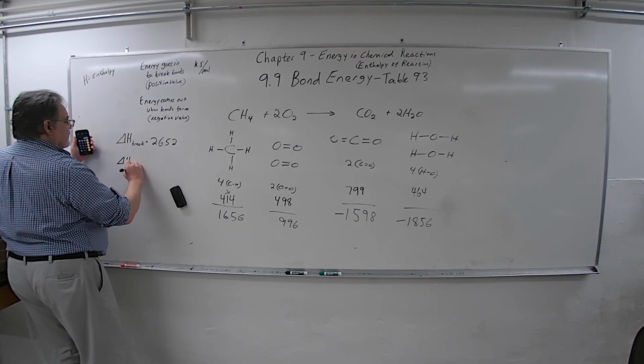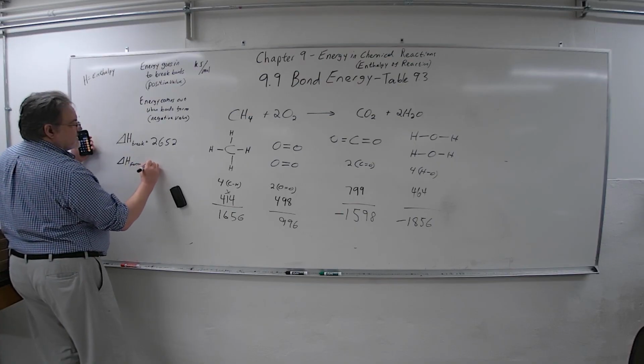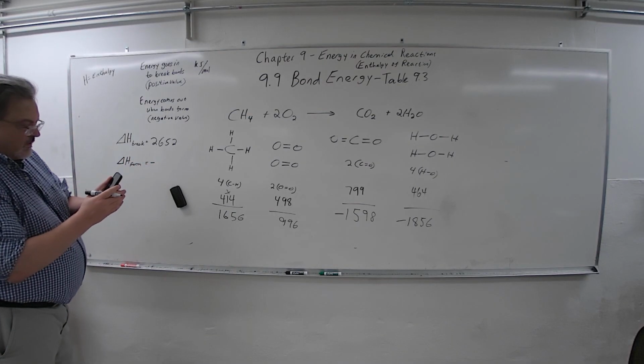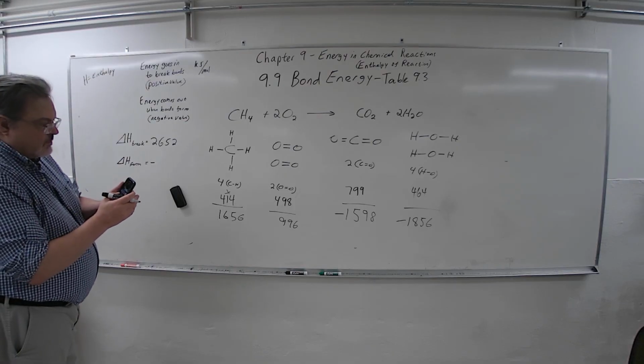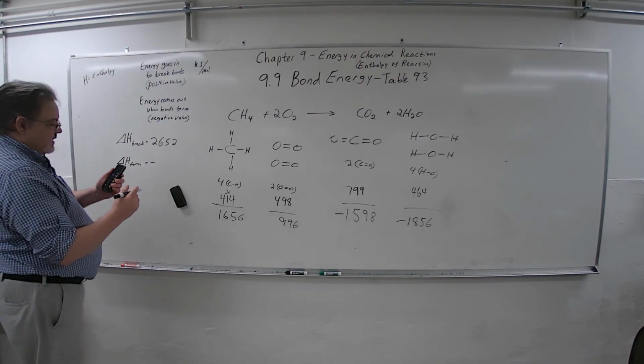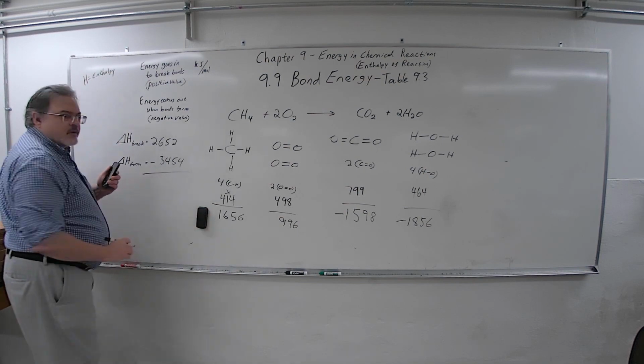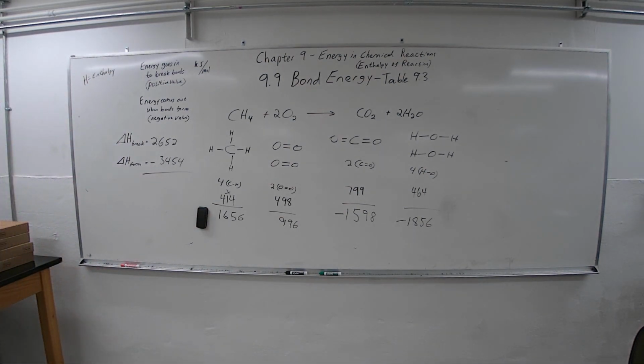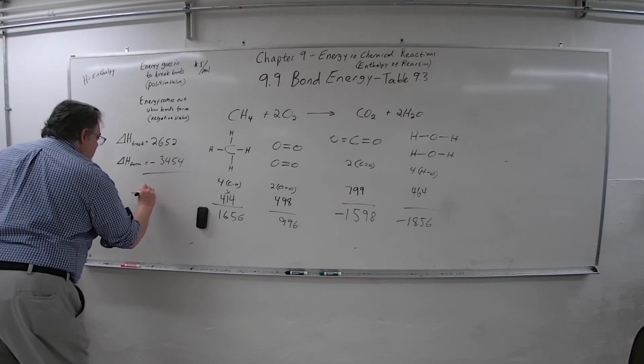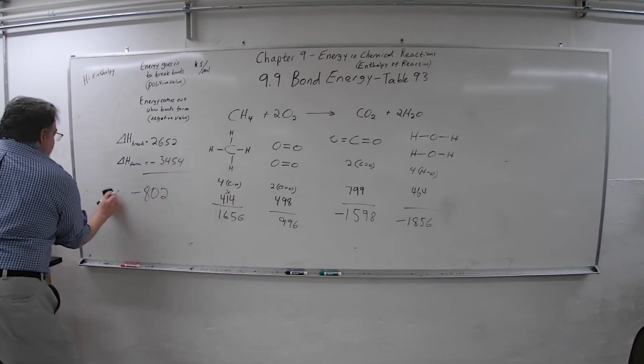And then the total energy to form bonds, the energy comes out, is negative 1598 plus 1856, negative. You with me so far? All right. 2652 minus 3454 is negative 802.